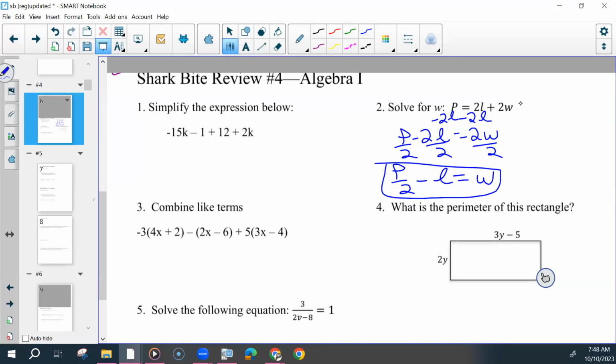Wait, why didn't you divide it all by 2? Oh, because 2 divided by 2. Okay, so we didn't forget the 2, but we did simplify. So if you can simplify, make sure you are. Other questions on that one?